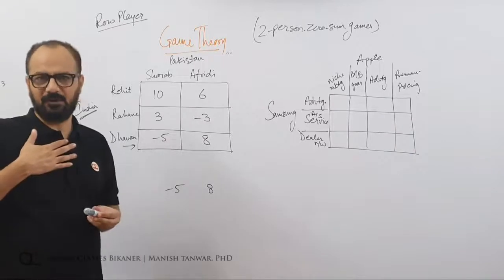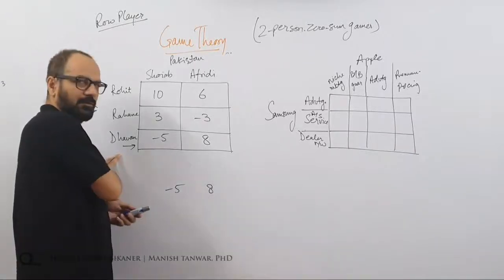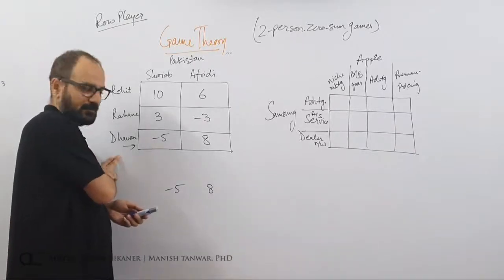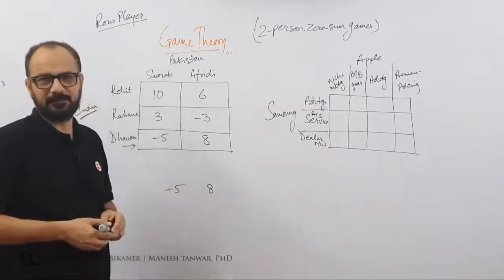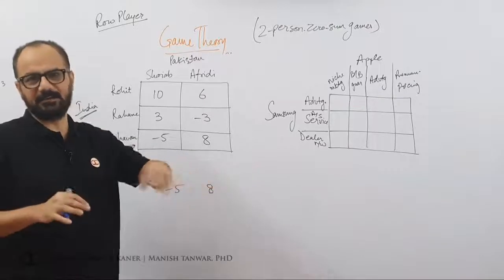I have taken a call. I have decided that Dhawan will be going out. So Dhawan will either get me -5 runs or he will get me +8 runs. For me, it is decided. I have taken a call.